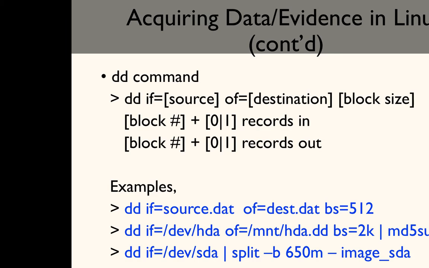There are several examples. For example, we can copy the content of one file bit to bit to another file. This is the first example. And the second one, you can see that we are copying everything from the hard disk to an image, to a file. And there's an MD5 checksum calculation to verify if the MD5 is correct. And also, we can DD another hard disk.